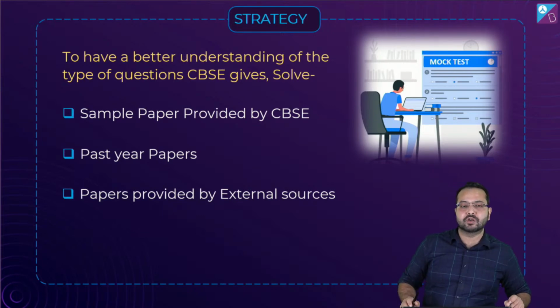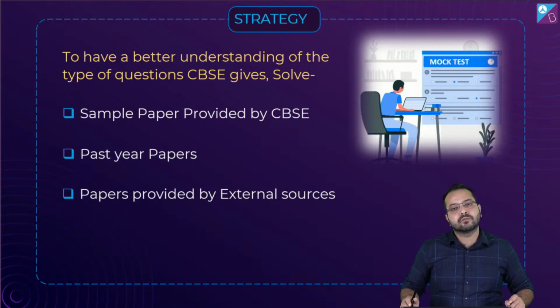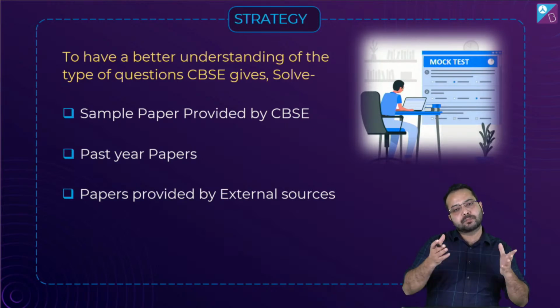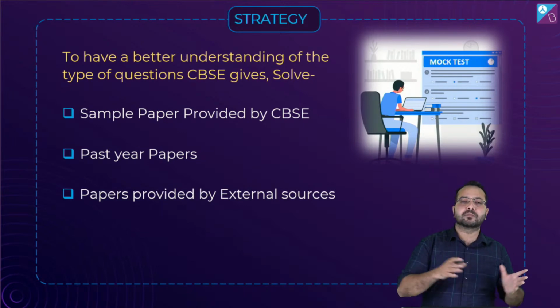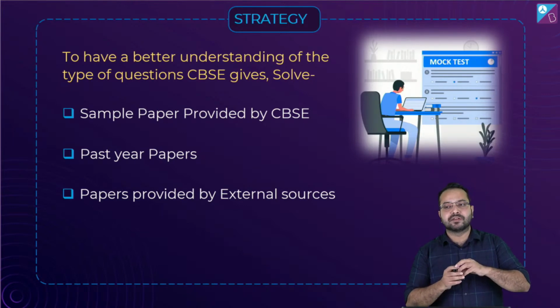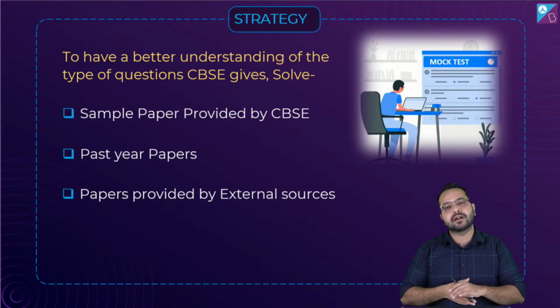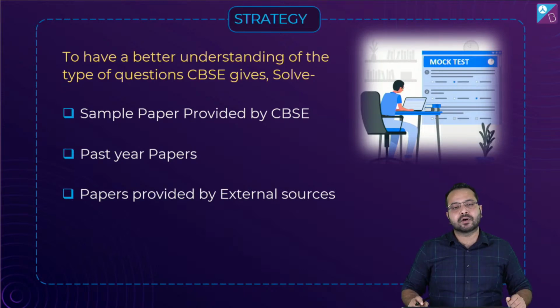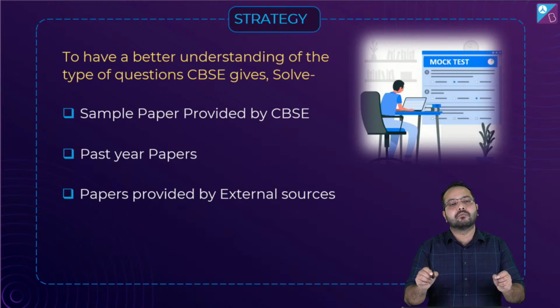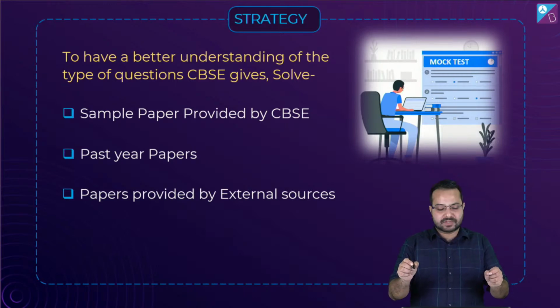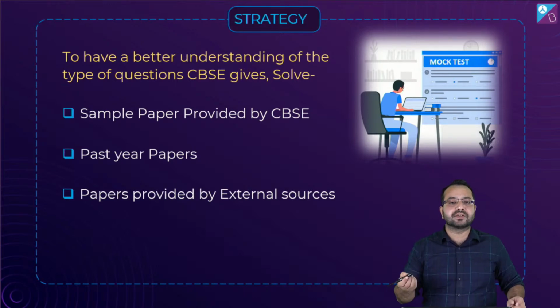F is equal to K Q1 Q2 upon R square. Then, what are the properties of Coulomb forces? There's superposition. Then it's a vector quantity. How do you add vectors? How do you add forces? And then let's talk about electric field. You'll write what is electric field, a one line answer: force experienced by a unit positive charge is electric field.